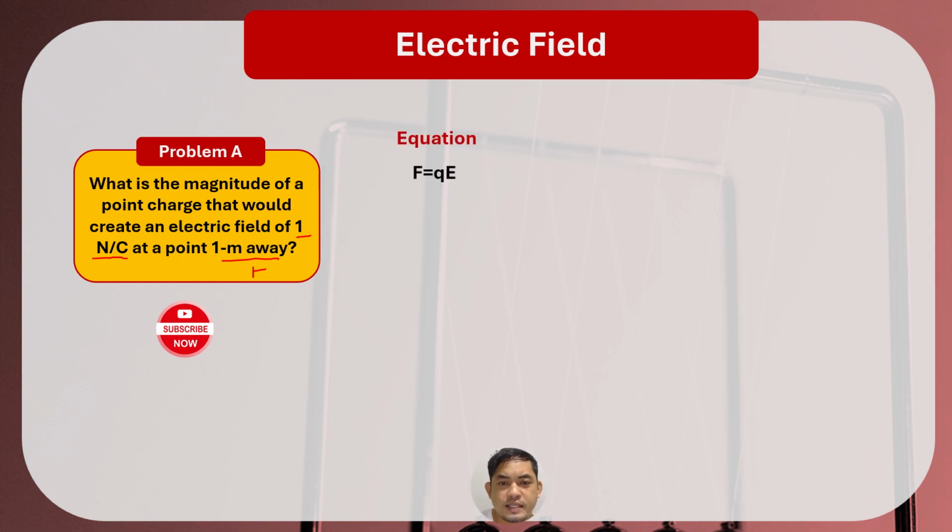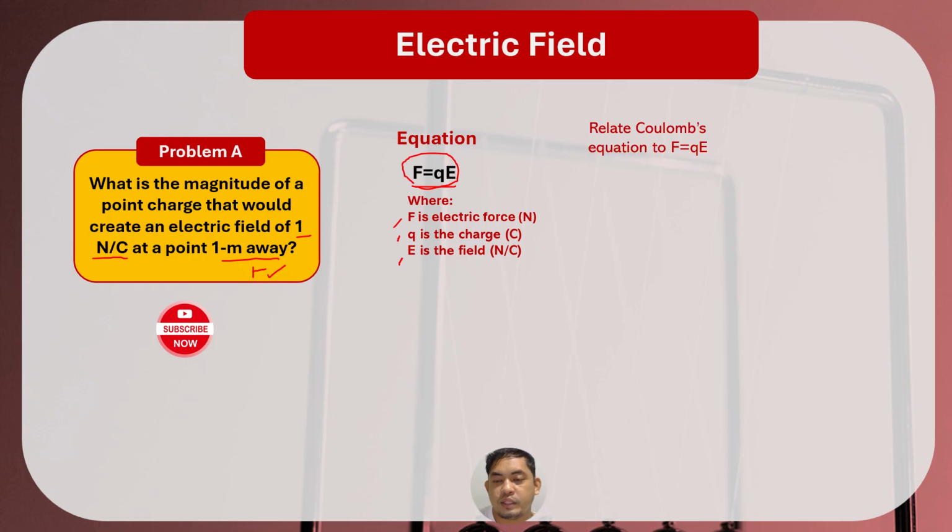Our equation is this: F is equal to QE. F is the electric force, that's Newton. Q is the charge, the unit is coulomb. And then E is the electric field, Newton per coulomb. But we cannot use this equation, because we have a variable of R here, or the distance, and we do not have distance in our equation here.